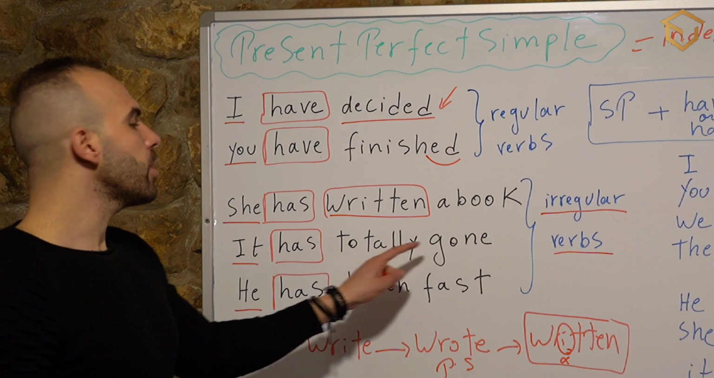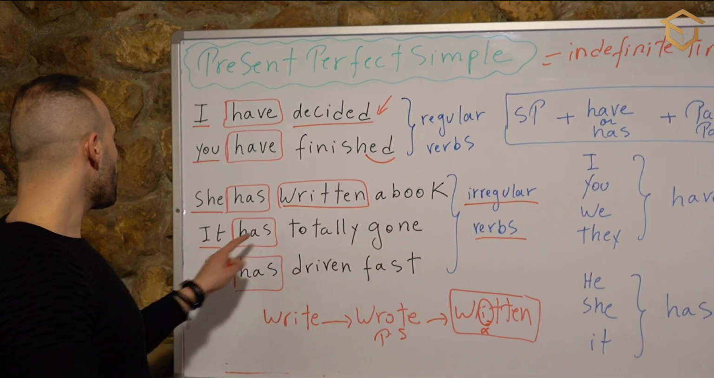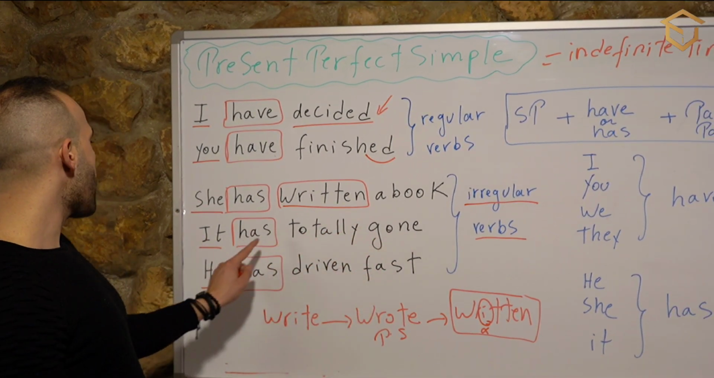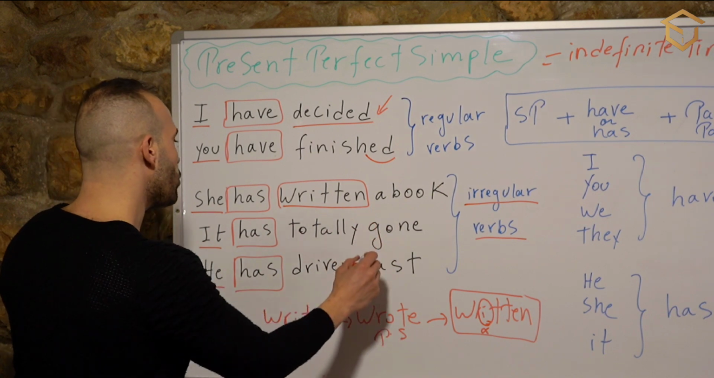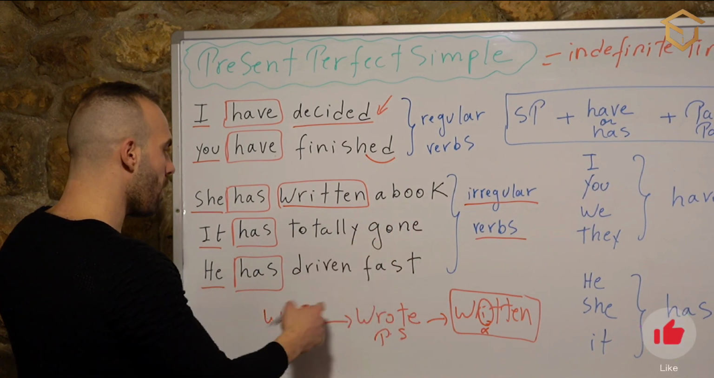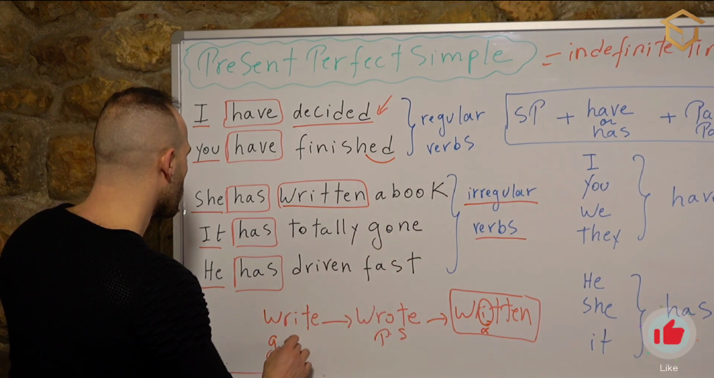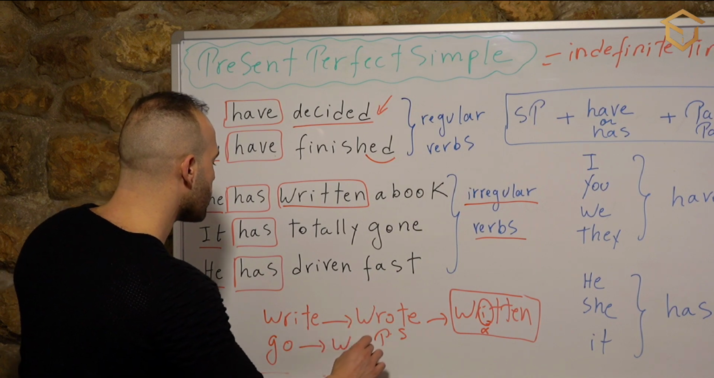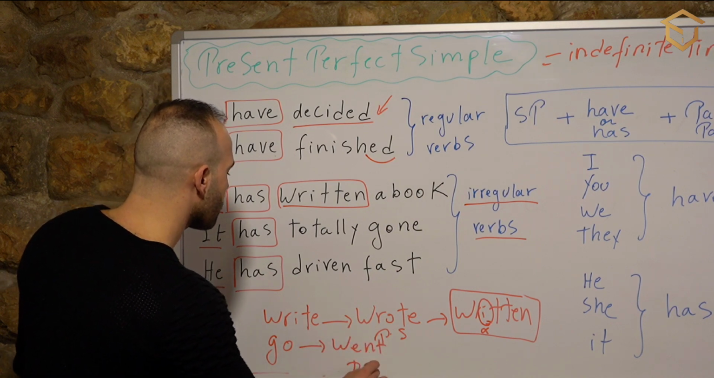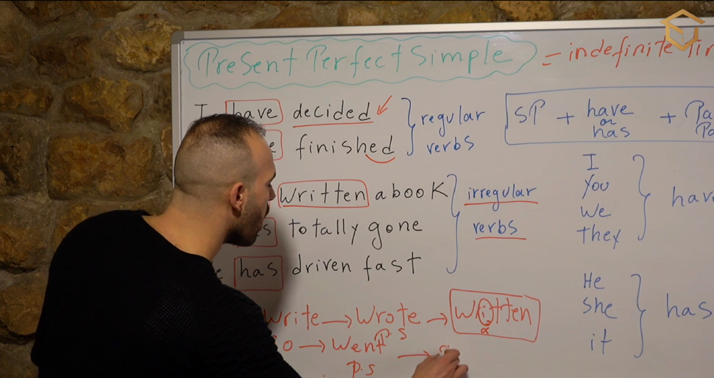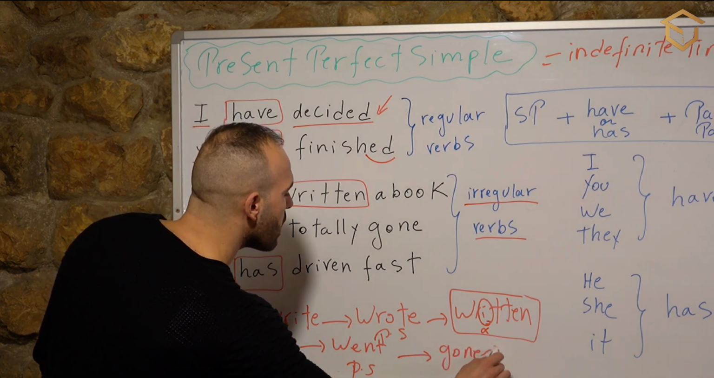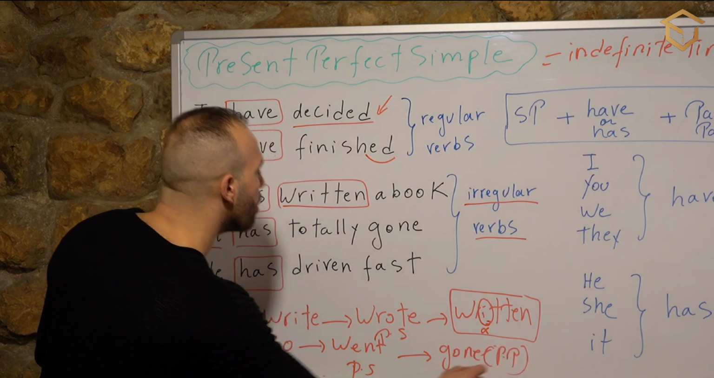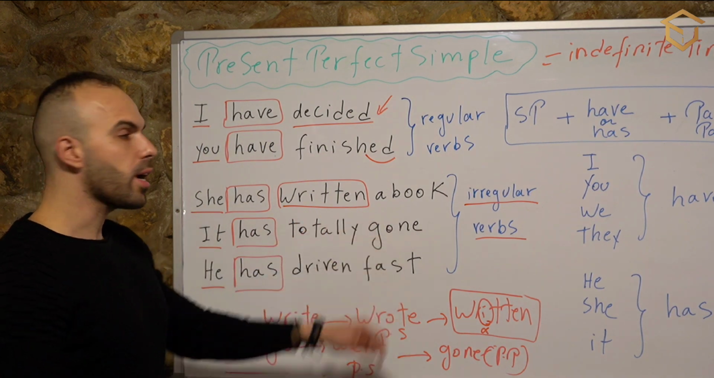It has totally gone. Totally gone. The original form of gone is go. So go becomes went in the past simple and gone in the past participle form. So it has totally gone.